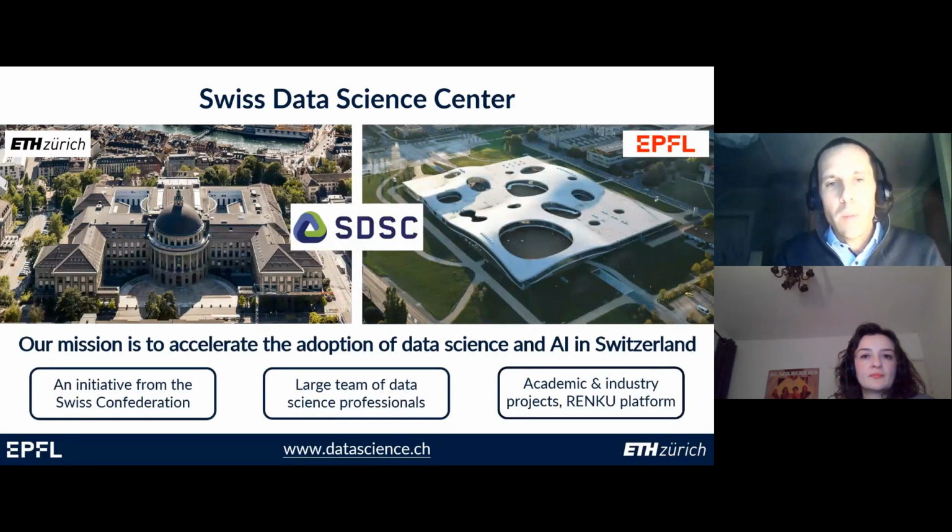We have another unit about academic projects. So how do we help labs in this institution to make sure they can do machine learning projects? And the third one, which I will focus more on, is about the industry side. How do we support companies in Switzerland to be more data driven?